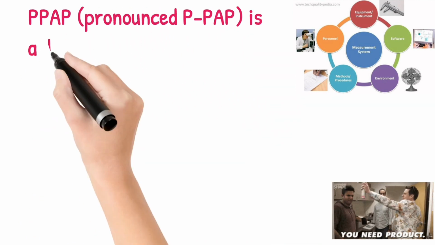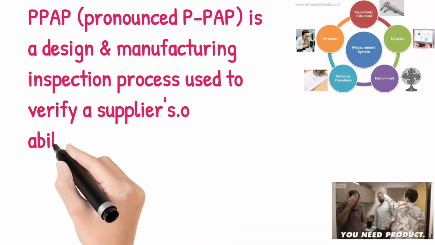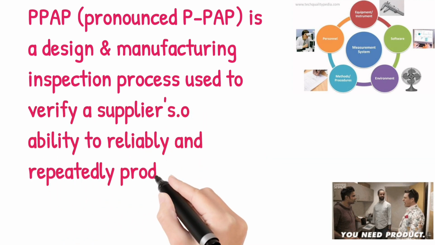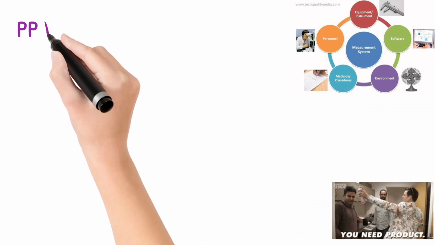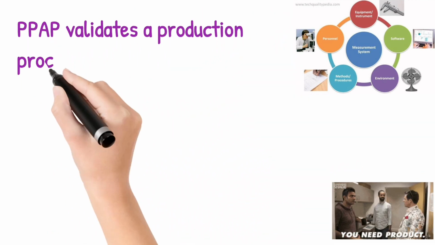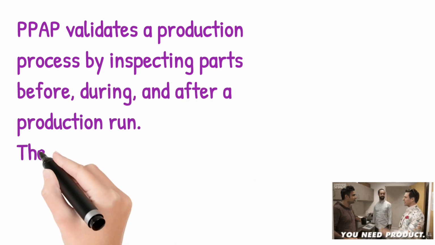PPAP, pronounced P-PAP, is a design or manufacturing inspection process used to verify a supplier's ability to reliably and repeatedly produce a part or set of parts for mass production. PPAP validates a production process by inspecting parts before, during, and after a production run.